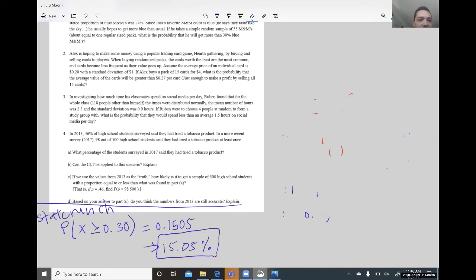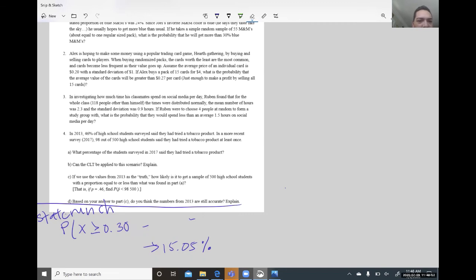Alex is hoping to make some money using a popular trading card game. Does that say heart or hearth? Hearth. I don't know what it is. By buying and selling cards to players.